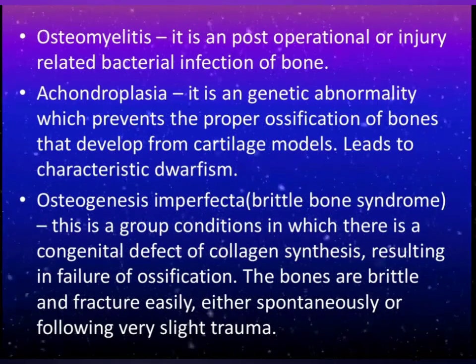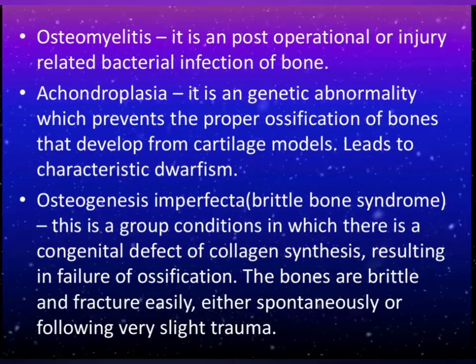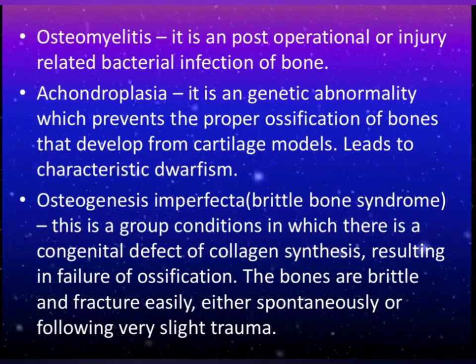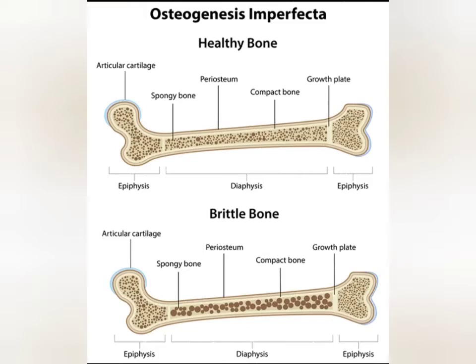Now coming to osteogenesis imperfecta. This is also known as brittle bone syndrome. This is a group of conditions in which there is a congenital defect of collagen synthesis, resulting in failure of ossification. The bones are brittle and fracture easily, either spontaneously or following very slight trauma.